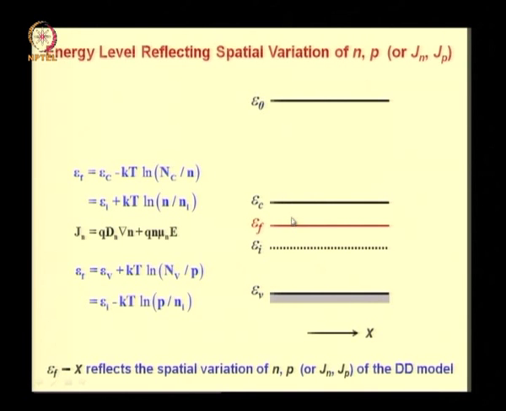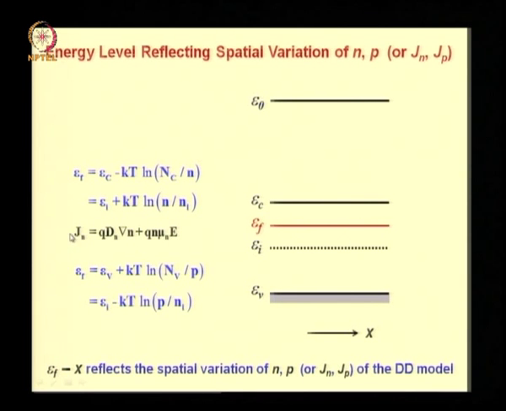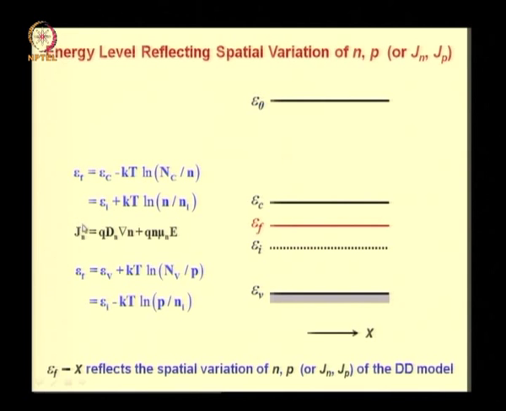uniform difference between EC and EF as a function of x reflects a constant electron concentration, and therefore grad n is 0. Similarly, we have already remarked that the electric field is 0 because E0 is flat, EC is flat, and so on, therefore Jn is equal to 0. So that is how flat EC and flat EF together imply a 0 electron current.